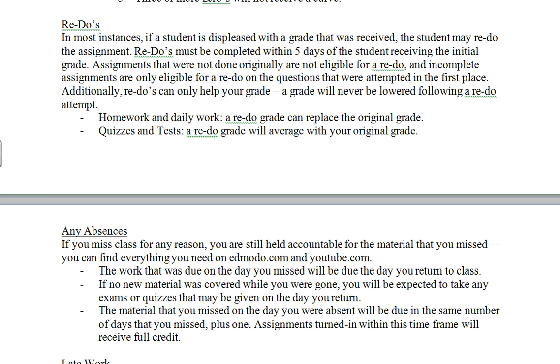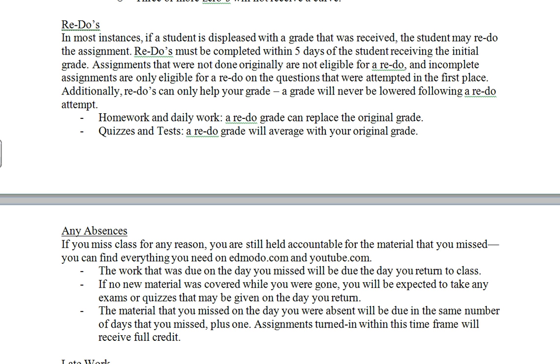If no new material was covered while you were gone, you will be expected to take any exams or quizzes that may be given on the day that you return. Meaning, if we take a test, the day before the test will be nothing but review for the test. If you miss the review day, you did not miss anything new. No new material was covered while you were gone. So when you show up on test day, you will be expected to sit down and take the test like everybody else, because you have had the same material for the same amount of time that everybody else has had.